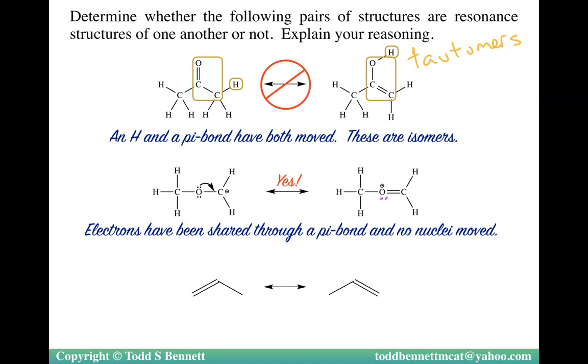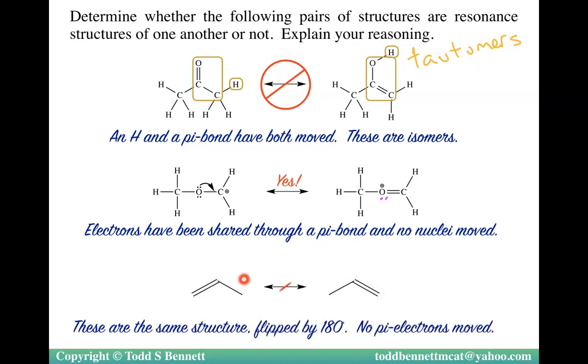This isn't a resonance structure. What this is, is just the mirror image, the same compound but flipped around. So CH2, CH, CH3, CH3, CH, CH2. So they're not resonance structures, same structure but flipped over. So no pi electrons actually had to move. Okay, so I feel a little bit better. So now I want to apply it to specific examples.